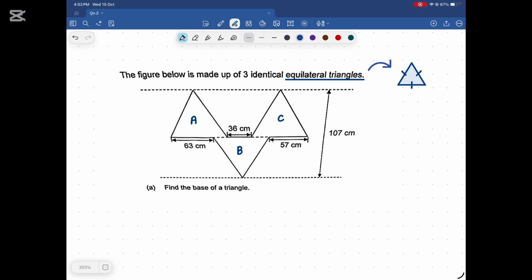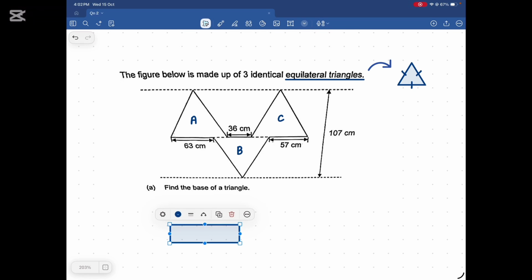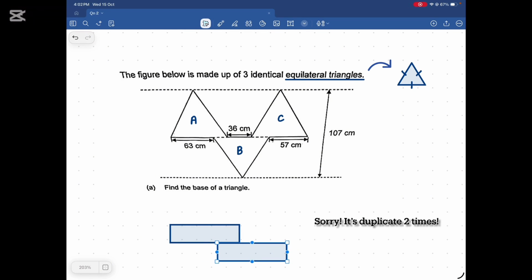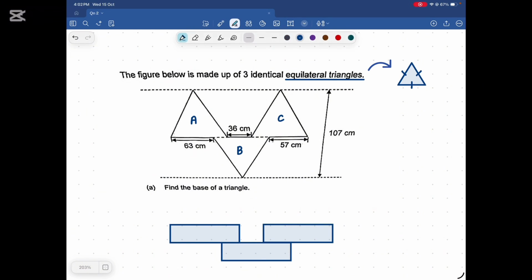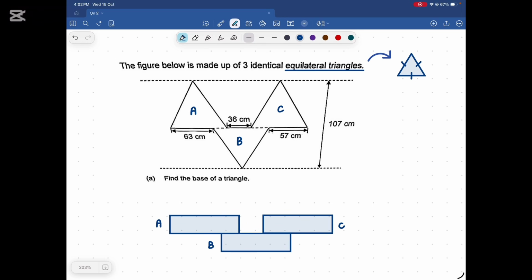So let's draw a rectangle to represent the base of A, and duplicate it 3 times. And overlap them the same way as it is in the figure. Let's mark out the overlapping part clearly. So A and B overlap here. B and C overlap here.